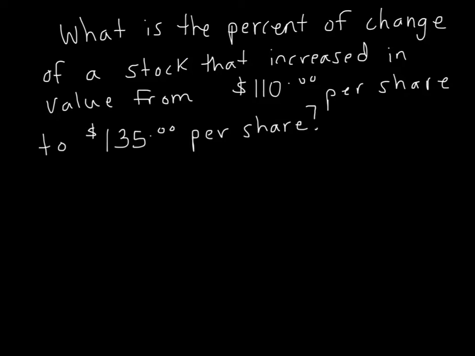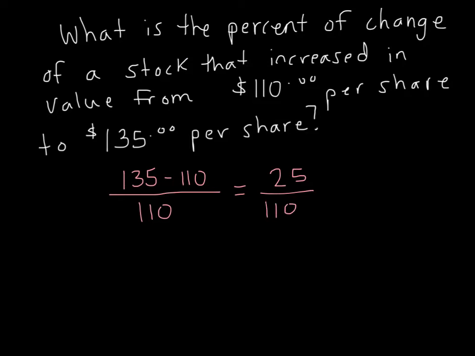So if I was to write this out long form, I'd go 135 minus 110 all over the original number, which would be 110. So it's going to result in 25 over 110. And then if you divide that out, you get a decimal. I'm going to round this decimal because it's repeating. You get a decimal that looks like this.